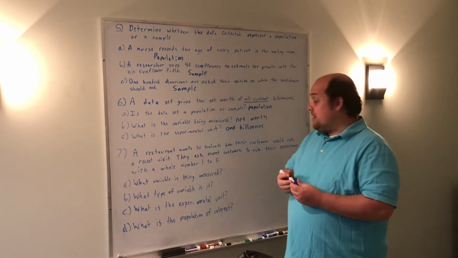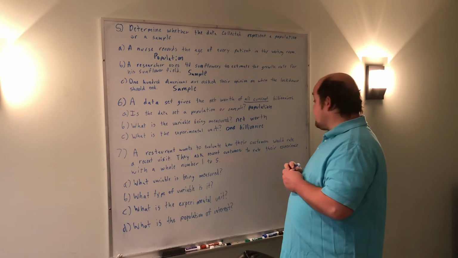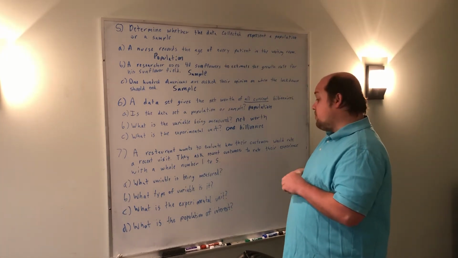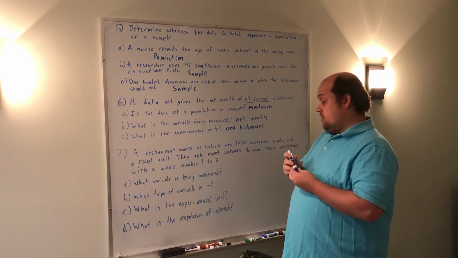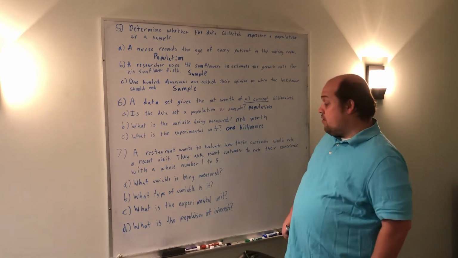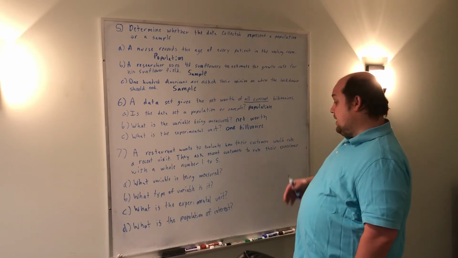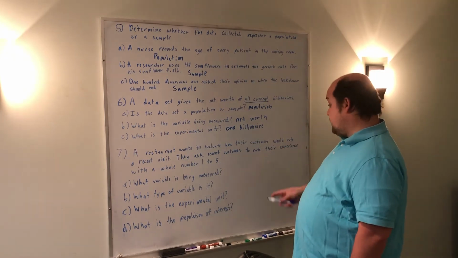Question 7 tells me that a restaurant wants to evaluate how their customers would rate a recent visit. They ask recent customers to rate their experience with a whole number 1 to 5. First question is, what variable is being measured? So the variable that's being measured is customer rating.